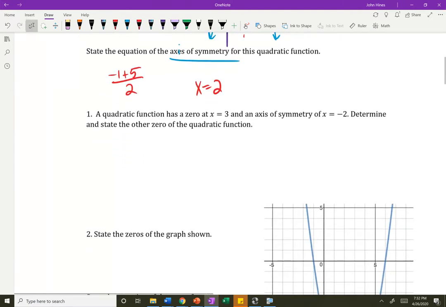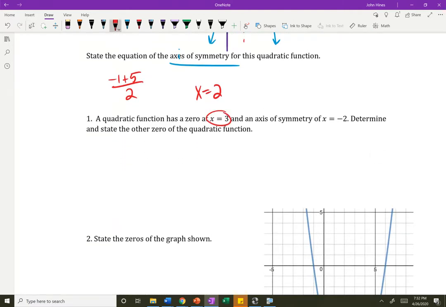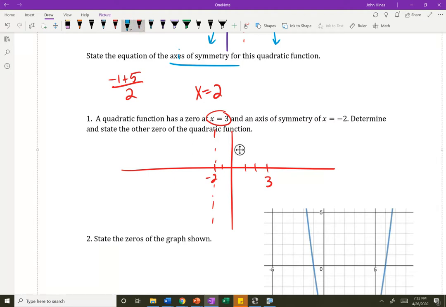So a quadratic function has a zero at x equals 3. So let's draw this. X equals 3, and an axis of symmetry at x equals -2. So there's the axis of symmetry. Where's the other zero? Where's the other zero is the question.